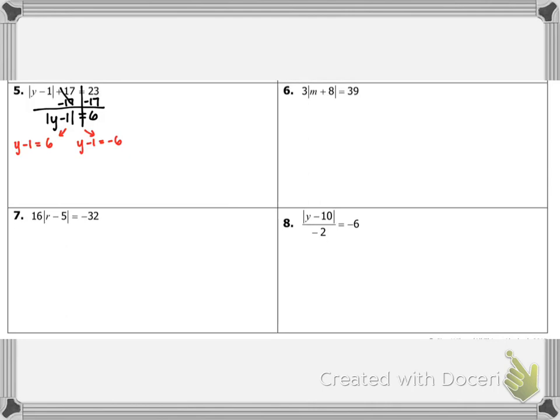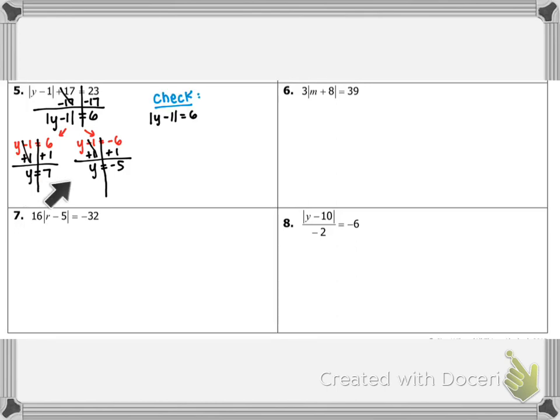One is always positive, one is always negative. What's inside the absolute value stays the same. So we're going to solve each of these. So we're going to add 1 to both sides, so y equals 7. Add 1 to both sides, so y equals negative 5. Those are our possible two answers. Plug them back in to check.